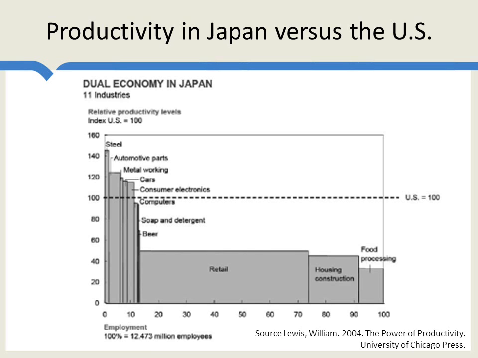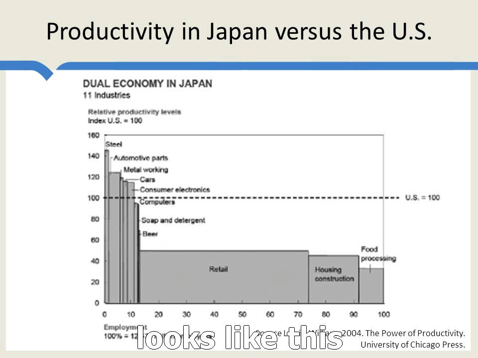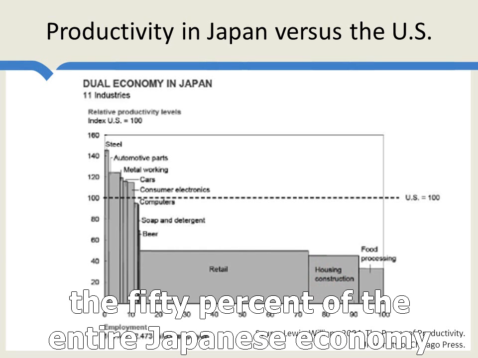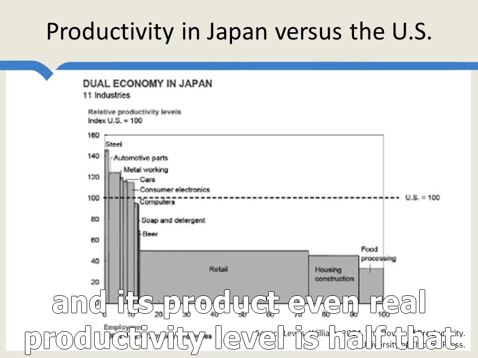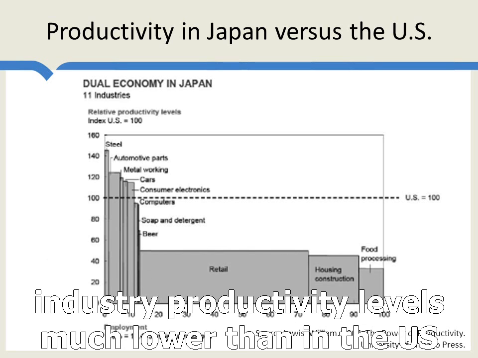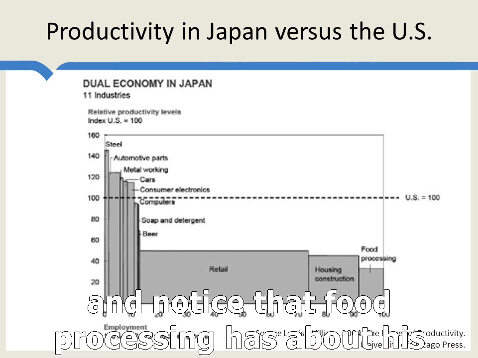Take the retail sector. The retail sector is huge, about 50% of the entire Japanese economy, and its productivity level is half that of the United States. Housing and construction, another huge industry. Productivity levels much lower than in the U.S. Food processing, about 30% productivity level compared to the United States. And notice that food processing has about as large an employment effect as steel, automotive parts, metalworking, cars and consumer electronics all combined, about the same size.